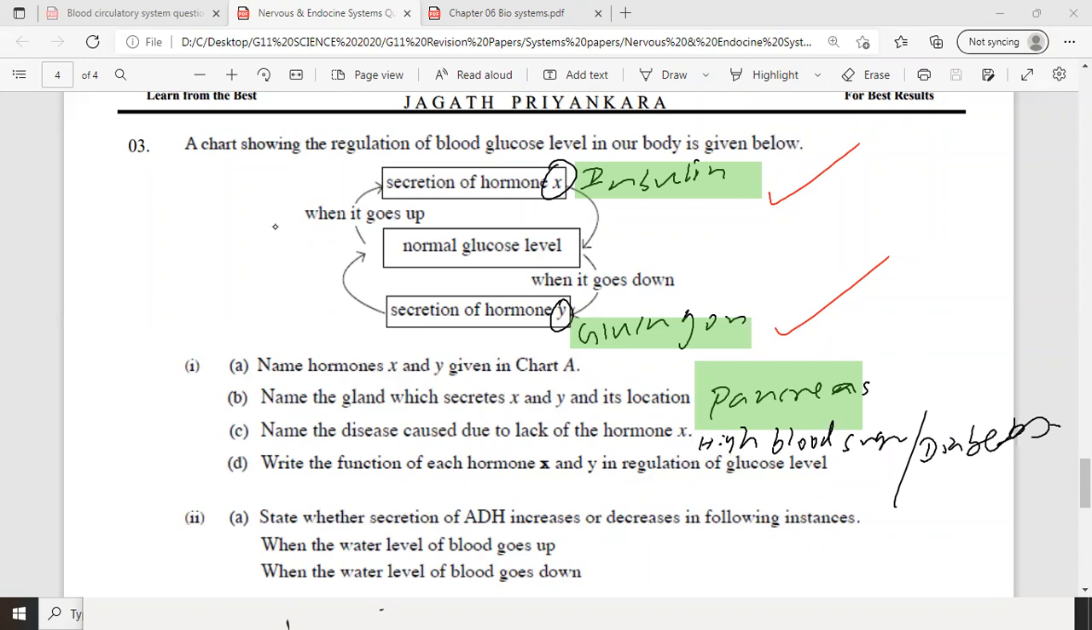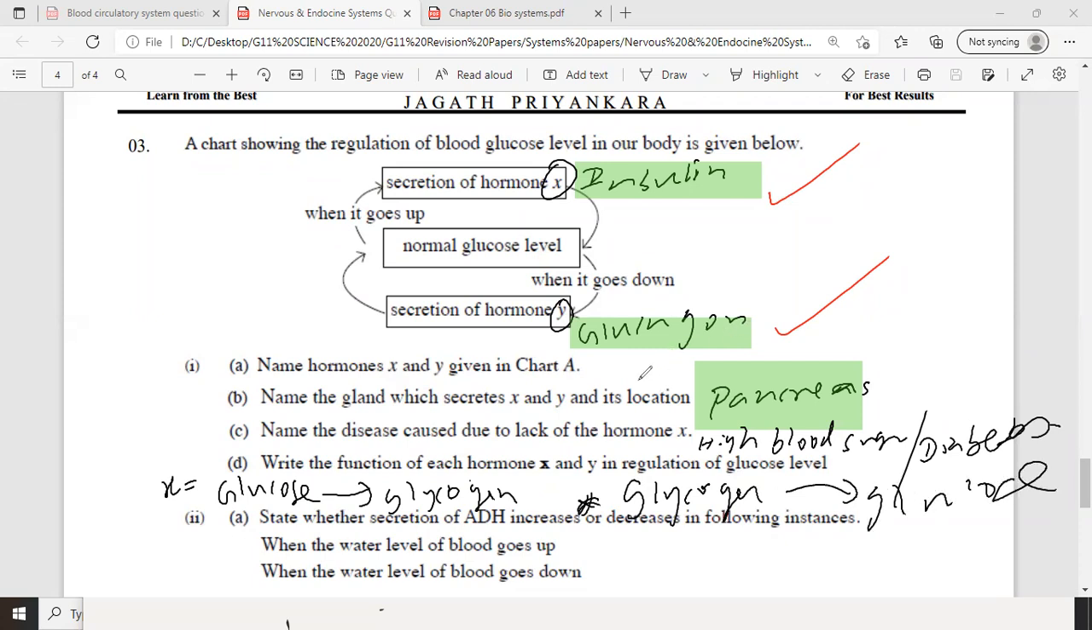Next one. Write the function of each hormone X and Y in relation to the glucose level. What is the function of X? X converts glucose to glycogen. And the other one is Y. Y converts what? Glycogen back to glucose. Look at the diagram. That is glycogen to glucose. Is that clear? Don't mix up glucagon and glycogen.